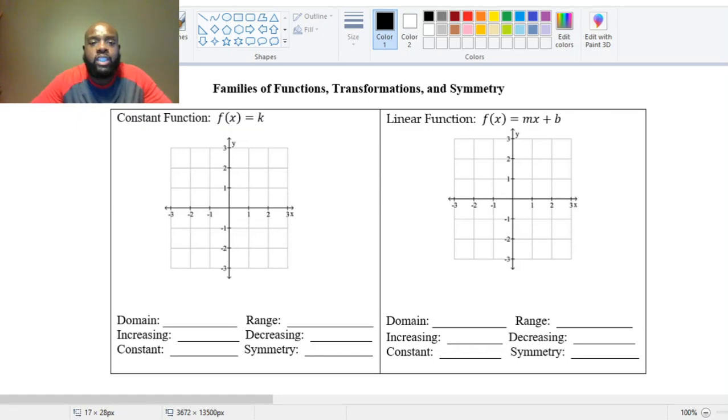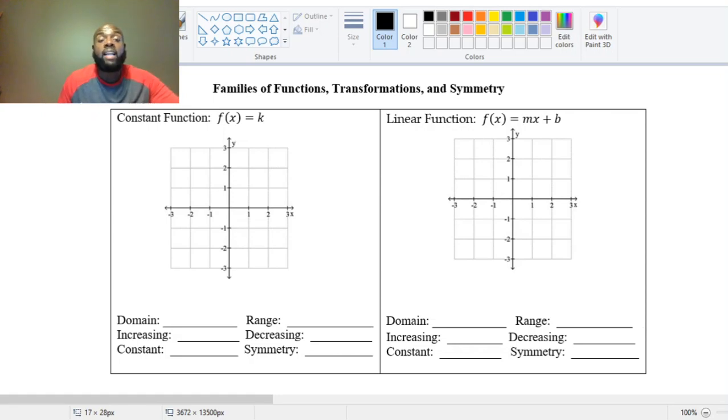In this video, we're going to talk about families of functions, transformations, and symmetry. I'm going to go over some very basic functions, and then you're going to see some more complicated functions where you're going to basically do the same thing as I do in these two functions here. I want you to be able to graph the functions. I want you to be able to find a domain, range, where it's increasing, decreasing, constant, and we're going to talk about some symmetry by the end of this video.